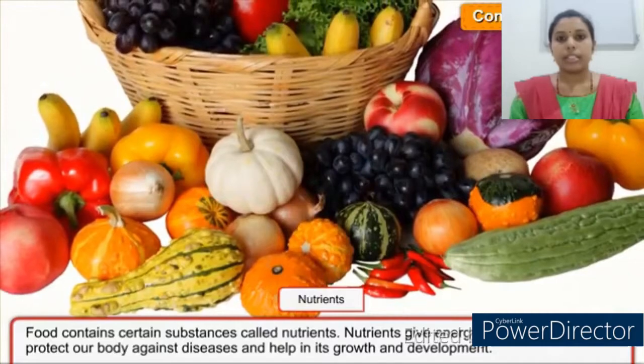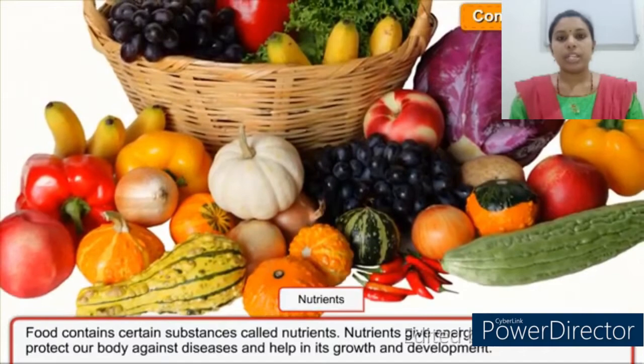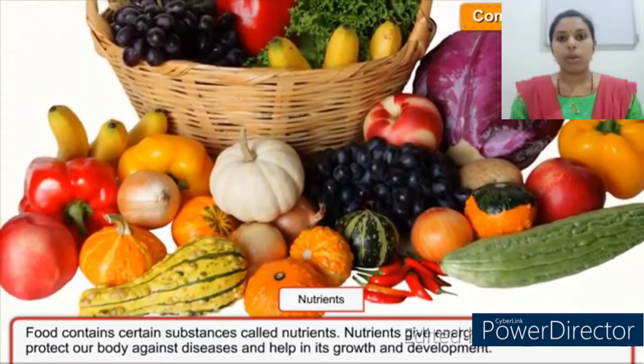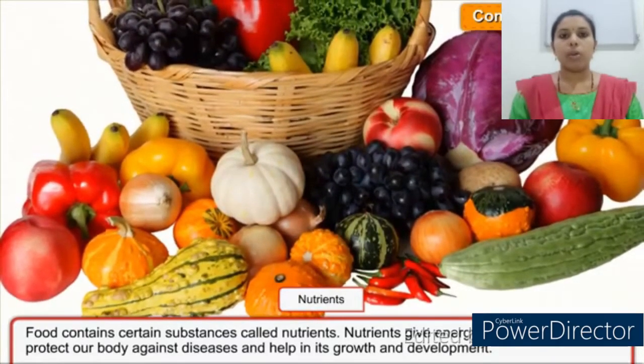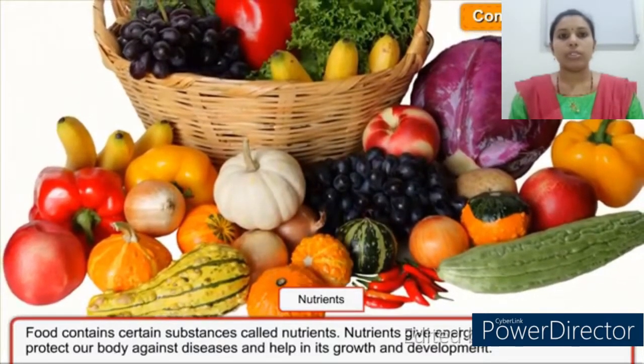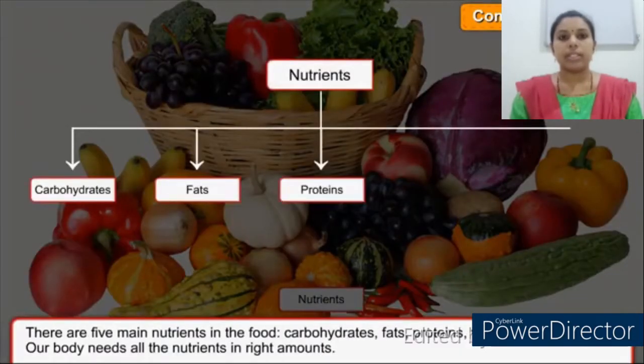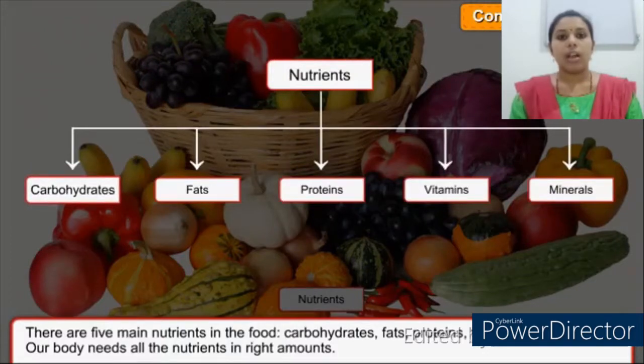Food contains certain substances called nutrients. Nutrients give energy to our body. They protect our body against diseases and help in its growth and development. There are five main nutrients in the food. They are carbohydrates, fats, proteins, vitamins, and minerals. Our body needs all the nutrients in right amounts.